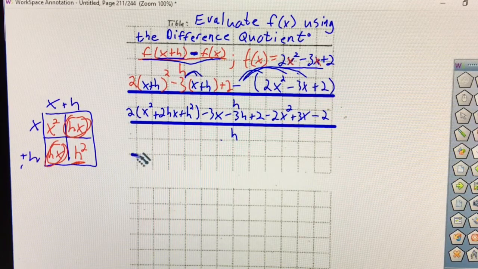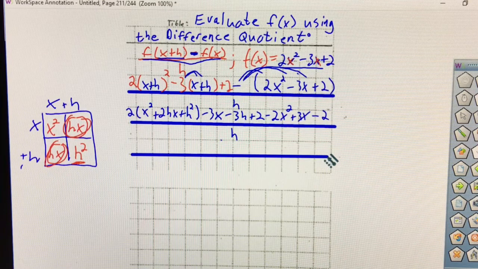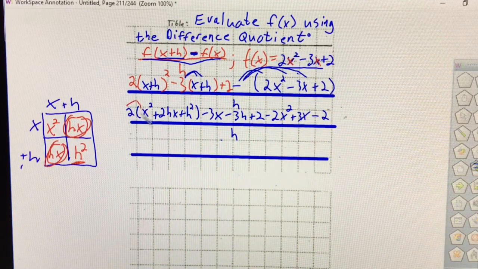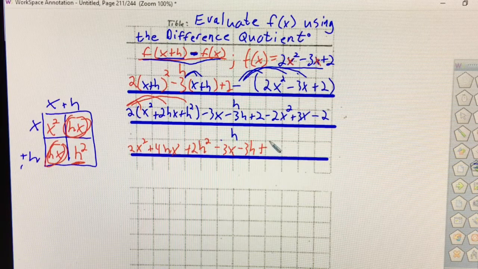I'm going to distribute that 2 out in front of that quantity. So it's going to give me 2x squared plus 4hx plus 2h squared. And I'm just going to copy this down really rapidly here. Minus 3h plus 2, minus 2x squared, plus 3x minus 2, all over h.